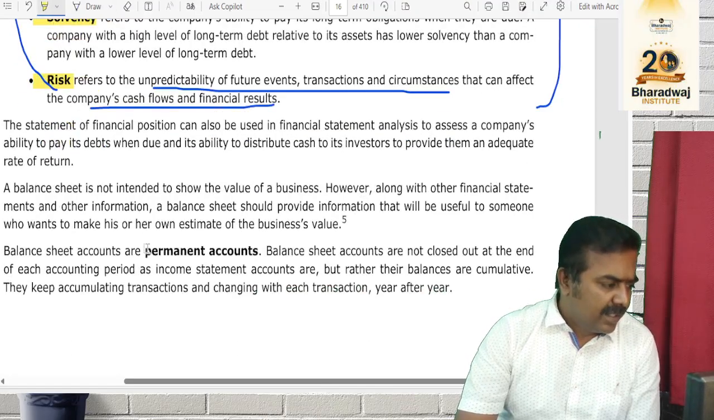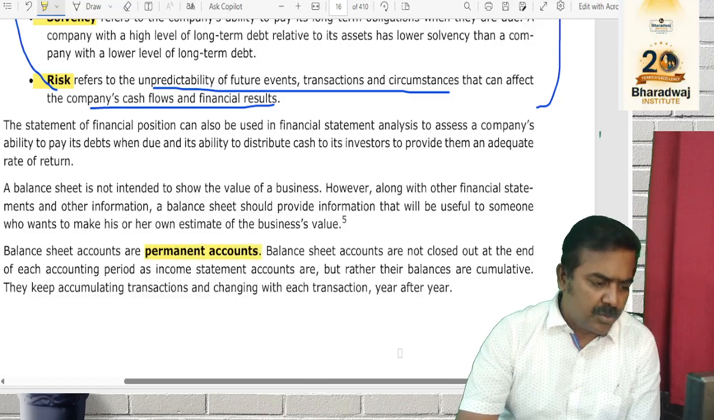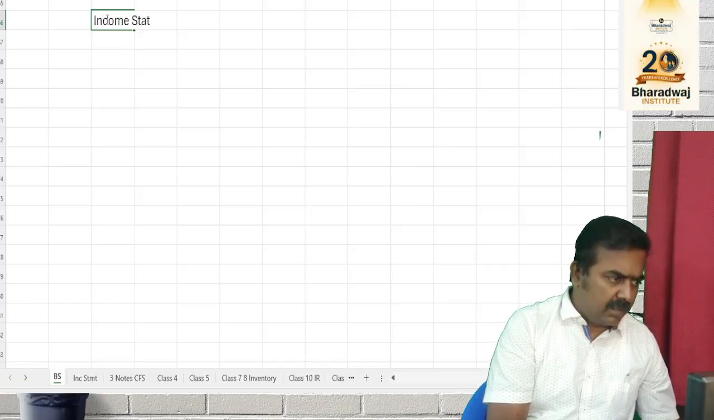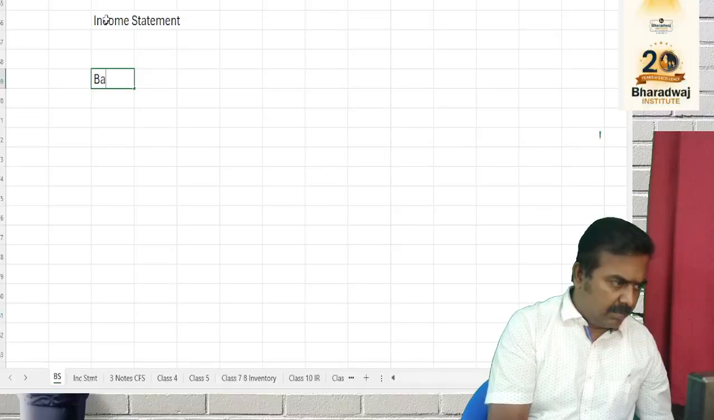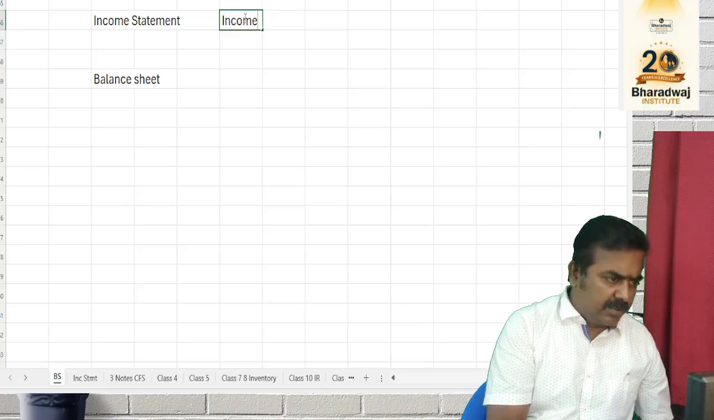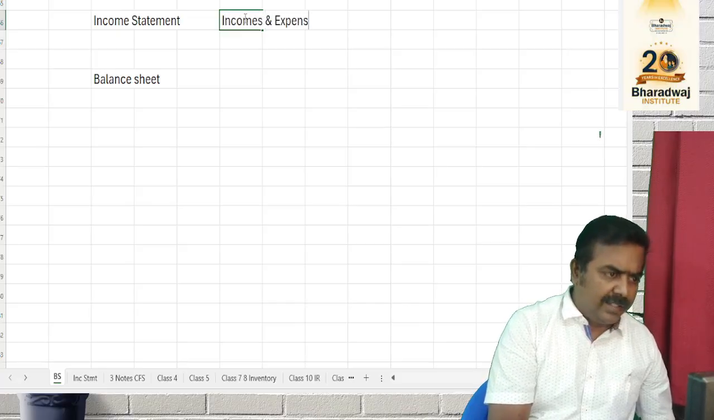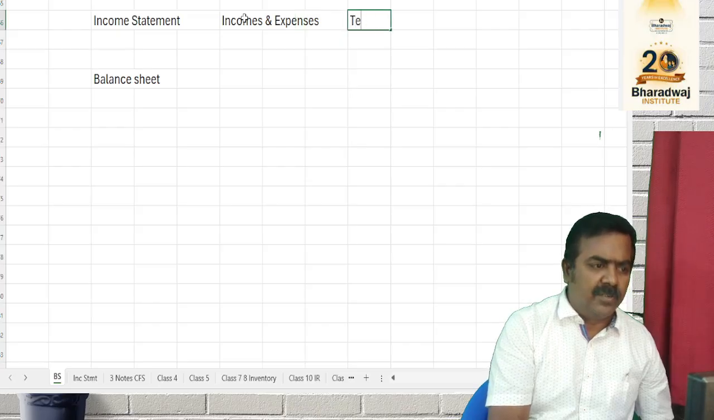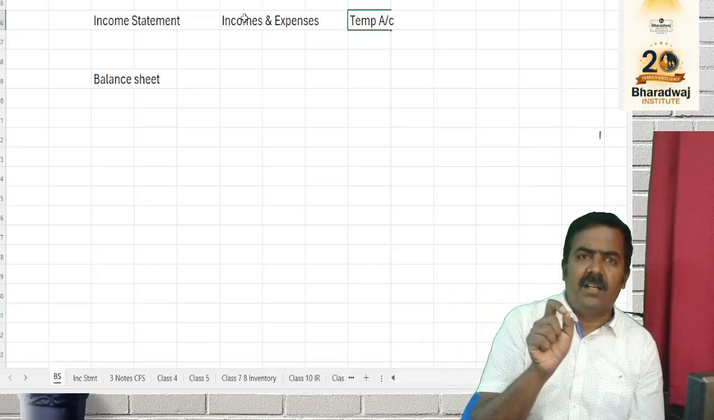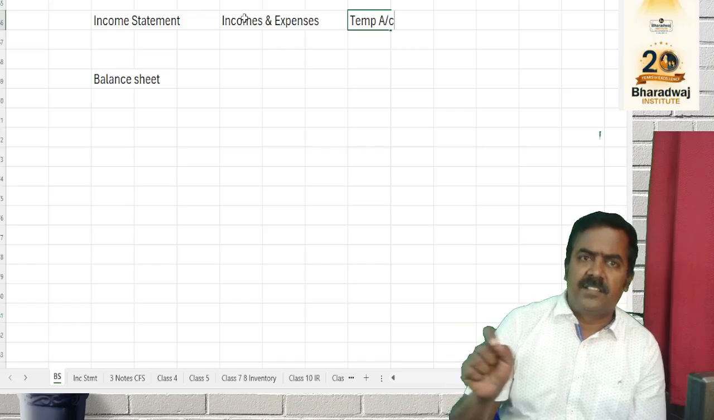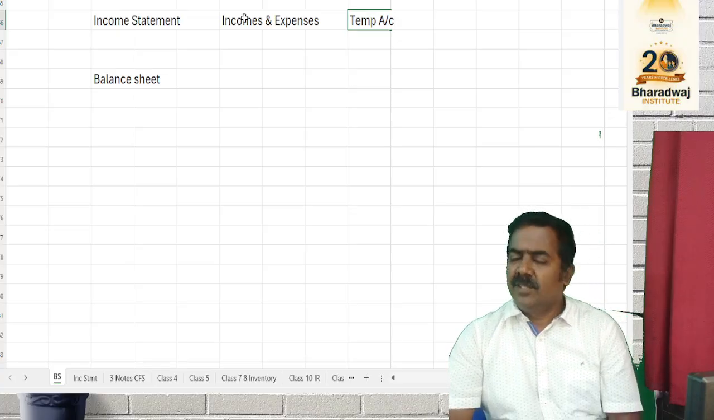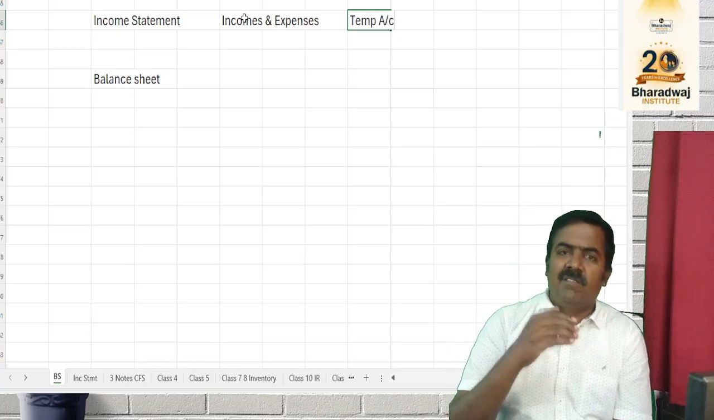Please remember, balance sheet accounts are permanent accounts. See, we are going to prepare the income statement and which one? Balance sheet. Okay, here we are going to record incomes matched with which one? Expenses. They are called temporary accounts. Why? Salary, rent, director's salary, sales, purchases. Are they carried to the balance sheet or closed in the income statement? Year to year it will be closed in the income statement.